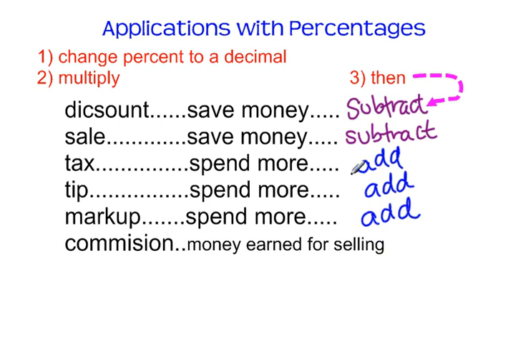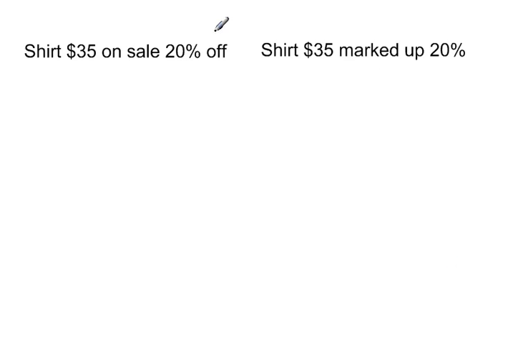And commission is the one that's going to be a little bit different. Commission is really just change percent to a decimal and multiply, and then we don't do anything. There's nothing left to do. So then we do nothing. It's just going to be to change a percent to a decimal and multiply. Remember, you can pause these videos at any time to take notes.